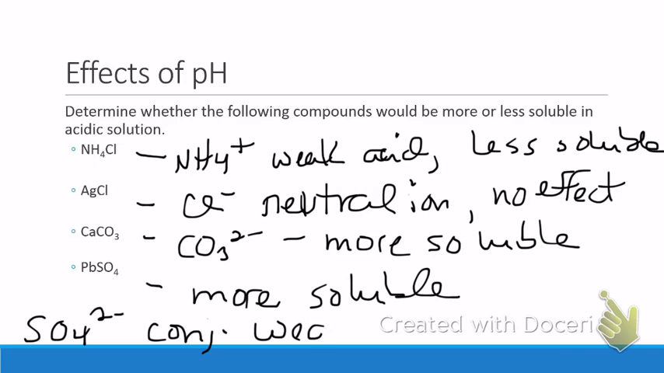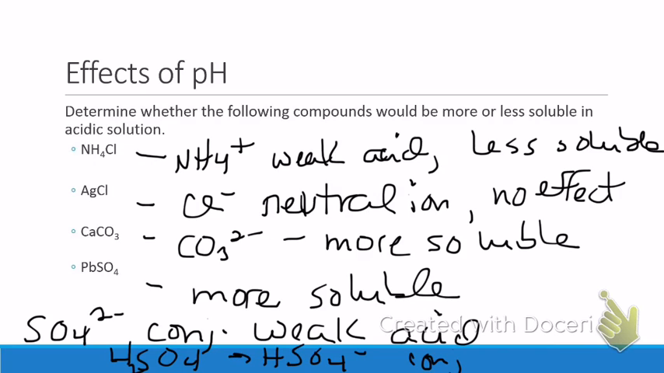And just to clarify, you might think, oh, well, isn't that the conjugate of sulfuric acid? Actually, the conjugate of sulfuric acid is going to be bisulfate, or HSO4 minus. So SO4 2 minus is the conjugate of a weak acid. HSO4 minus is the conjugate of a strong acid, so it is going to behave as a weak base.